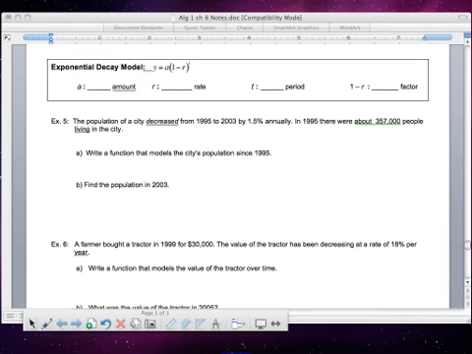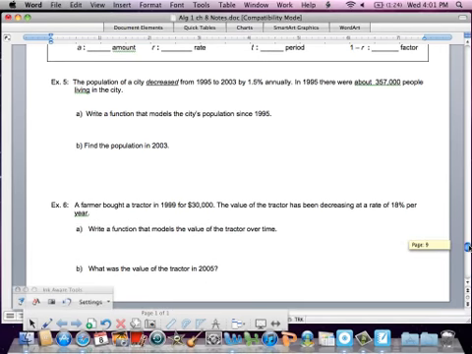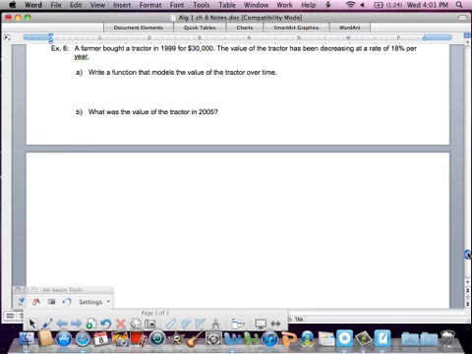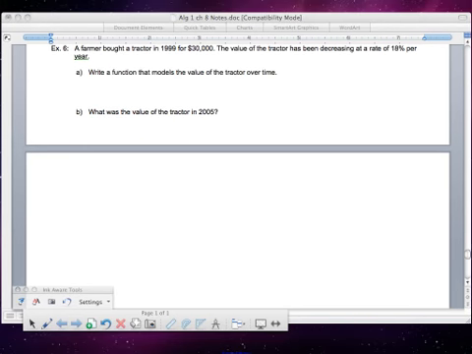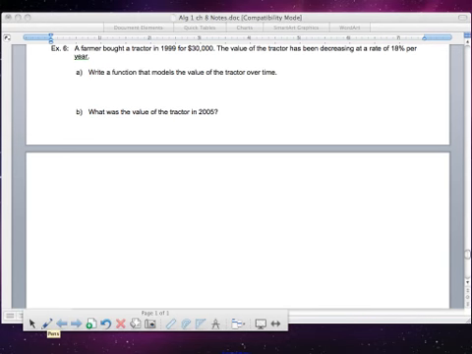All right, so the last example we're going to look at on your notes here deals with still exponential decay. This last example says we have a farmer who bought a tractor in 1999 for $30,000. The value has been decreasing at a rate of 18% per year. Write a function that models the value of the tractor over time. So again, initial value, $30,000, decay rate, 1 minus the rate, 18% is 0.18, and then T, however many years have gone by. Okay, and so now what was the value of the tractor in 2005?